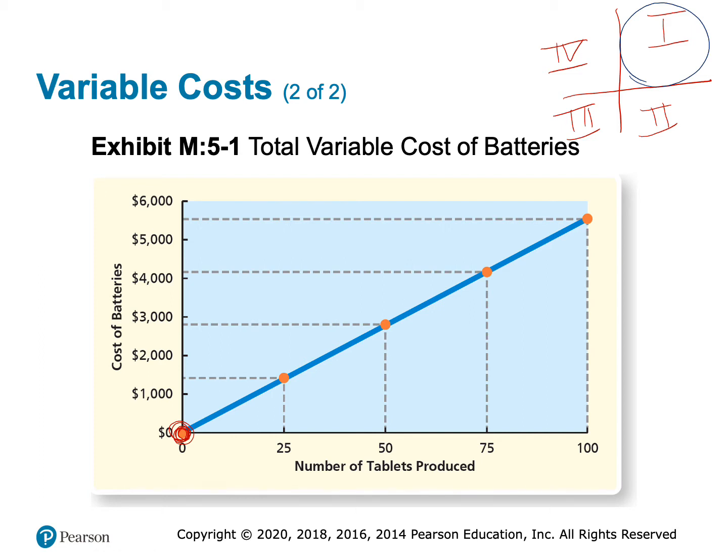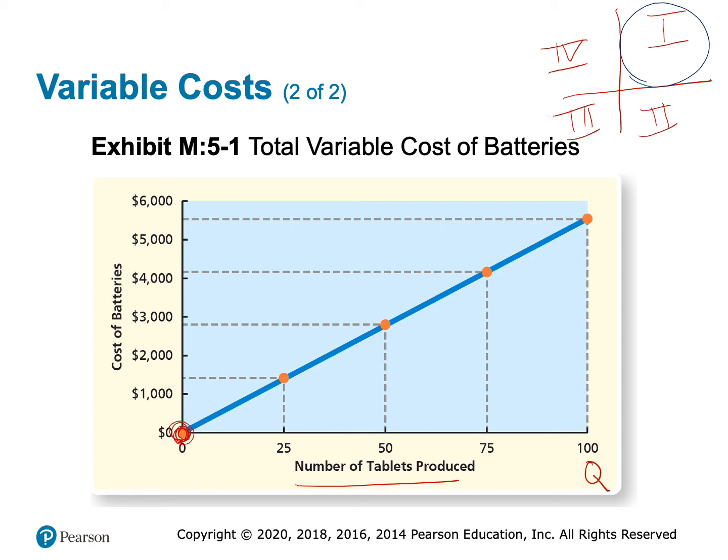Now, one thing that I do want to point out before I get any further is that when we are drawing our graphs, we want to always label our axes. The x-axis, or the horizontal axis, is always going to be a quantity of something. In this case, it's the number of tablets produced. It may be the number of minutes that the machine ran. It may be the number of labor hours.